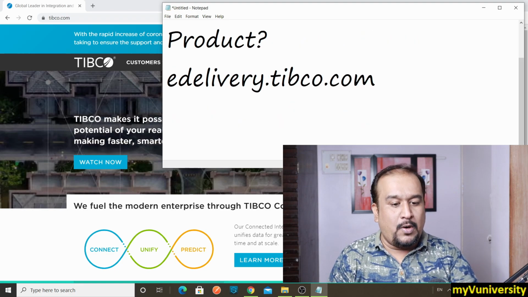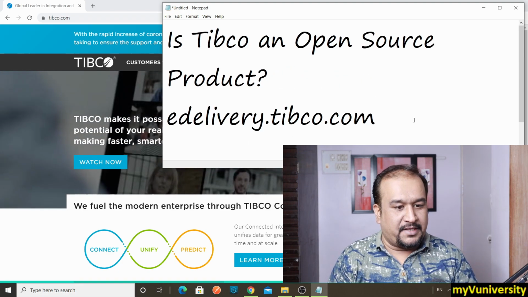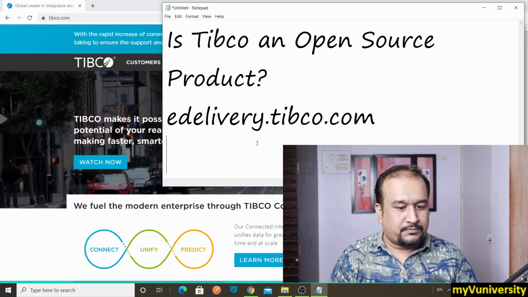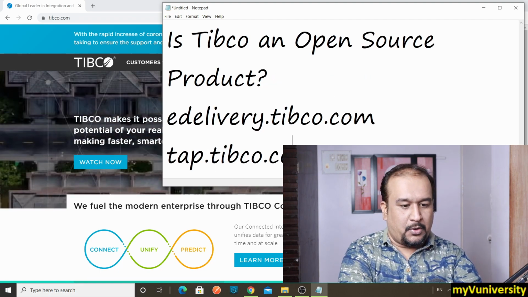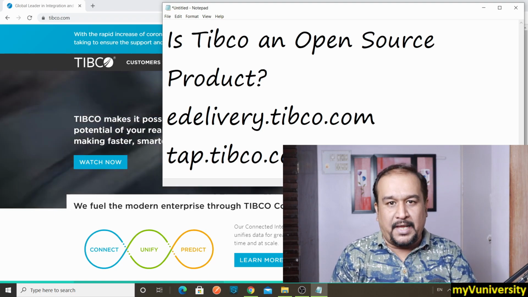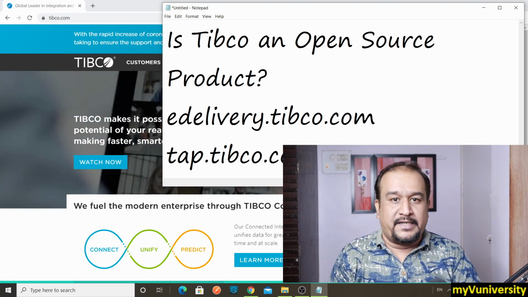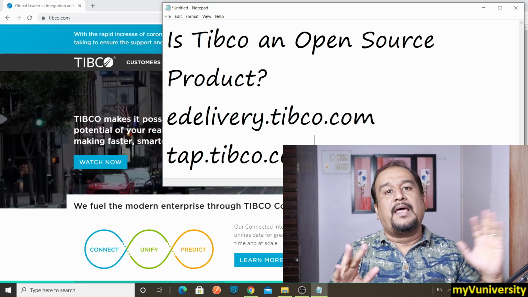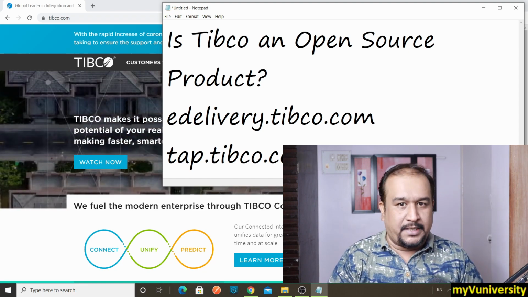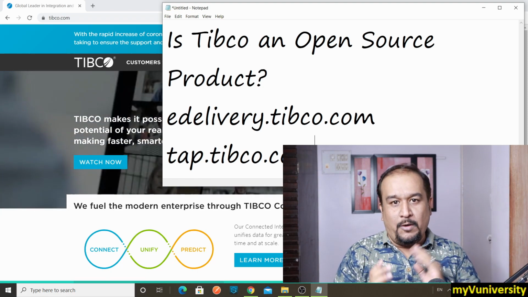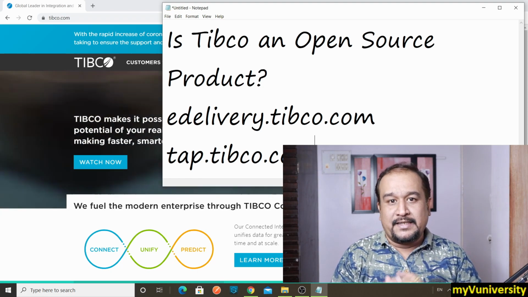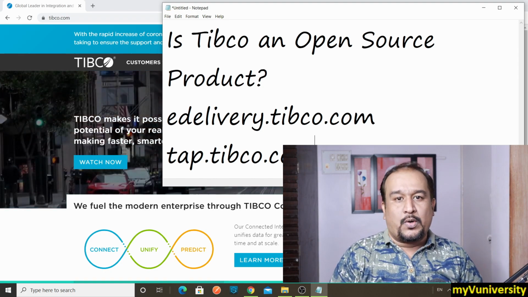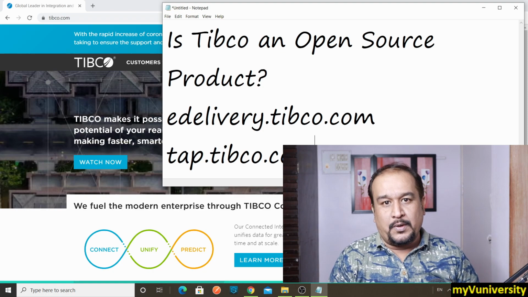But if you as an individual want to play around with it, then you need to go to tap.tibco.com. Go there, play around, and you will be able to download and try the product for 90 days. So all the latest products are available over there. I hope this clarifies that it is not an open source product, but still you can play around with it as a part of your learning.